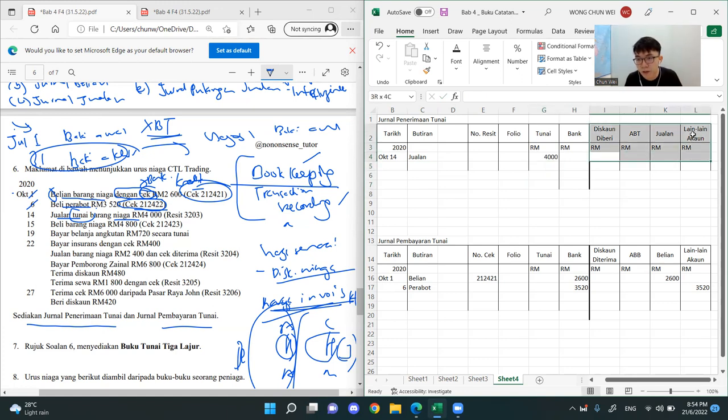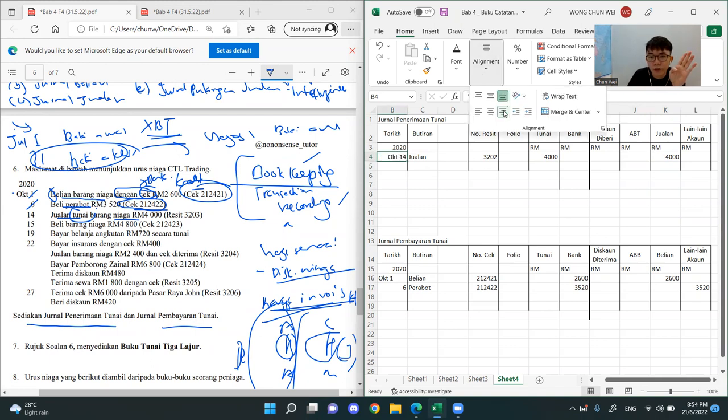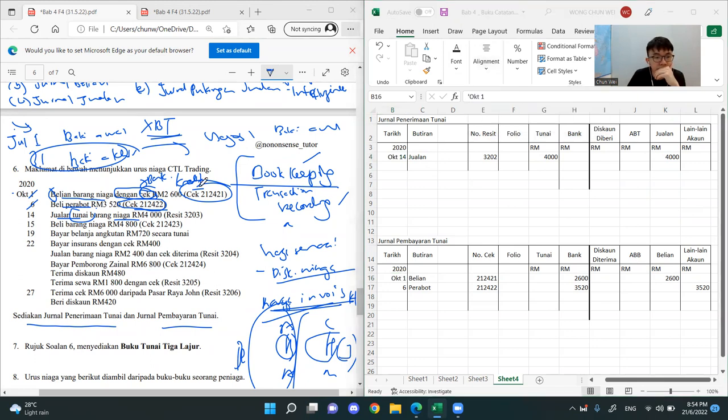Okay, now this part analysis. Alright, so 4,000 dari mana? Dari jualan, right? So we just said jualan, so 4,000 here. Boom, boom. So it's the same thing. Okay, and the number receipt. Number receipt is 3203. And same as tadi, I put in, so for perabot tadi is 212422. 14 okay or not? If okay, give me 14 in the chat box. Okay, good.